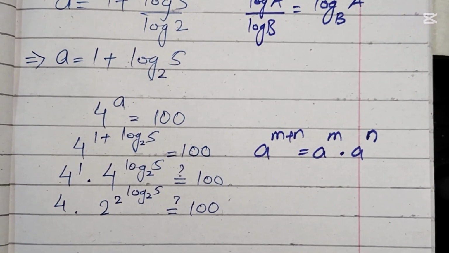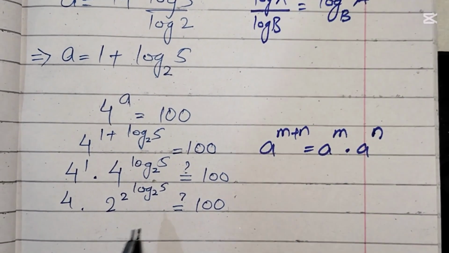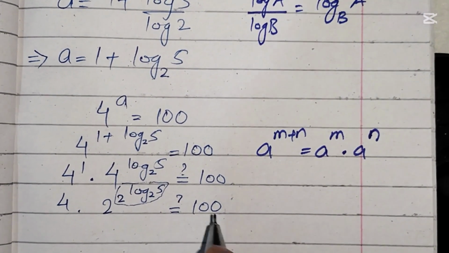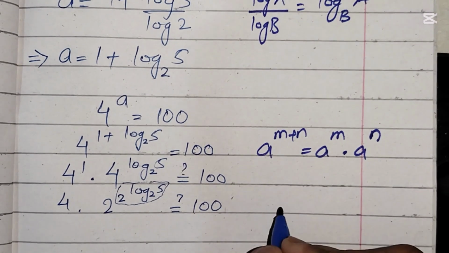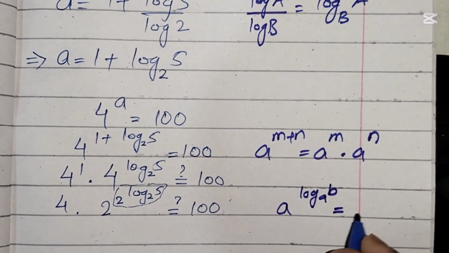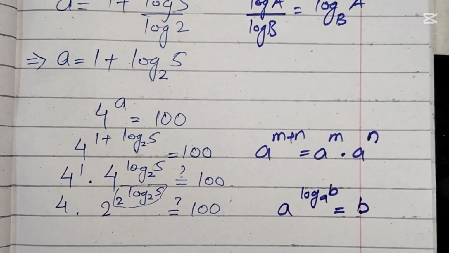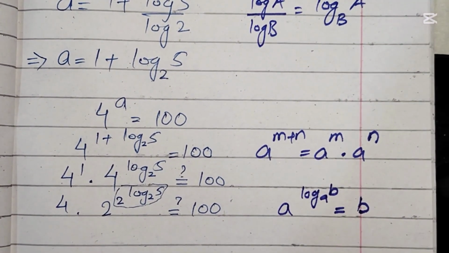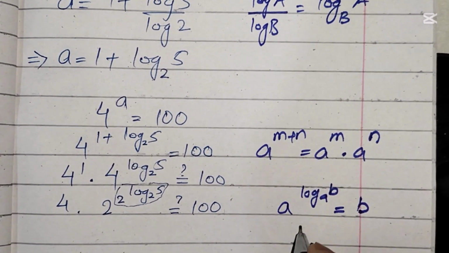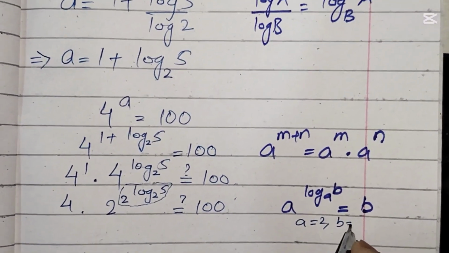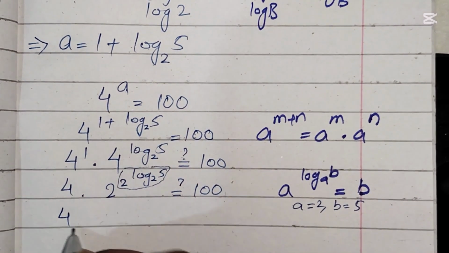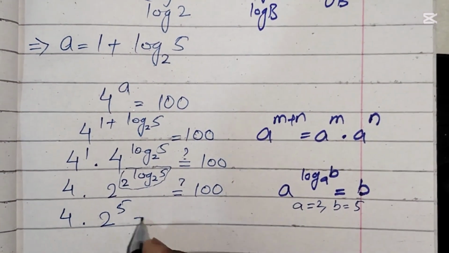Now focus here. There is a very important step here. We have to use a formula for this complete term. The formula is a power log of b with the base a always equals b. Which one? a power log of b with the base a always equals b. Our a is 2 and b is 5. So it will be 4 into 2 power 5 equals 100.